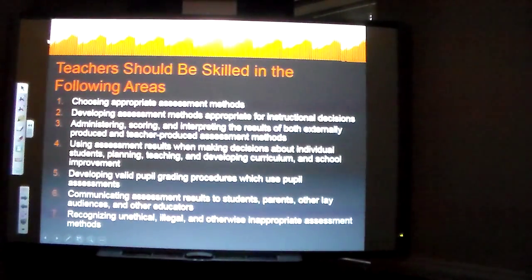So teachers need to develop appropriate assessment methods. They need to choose the ones that are correct.